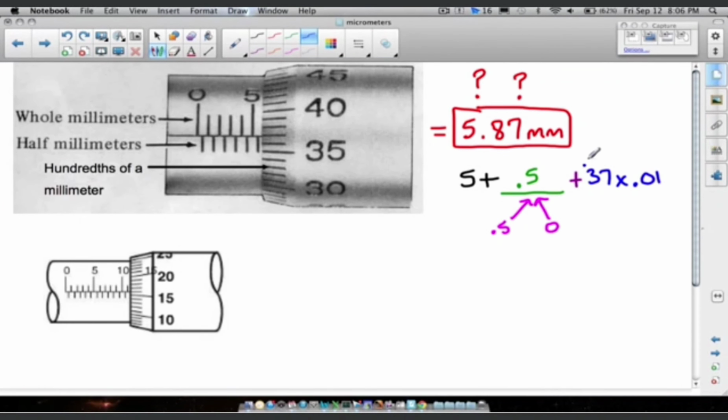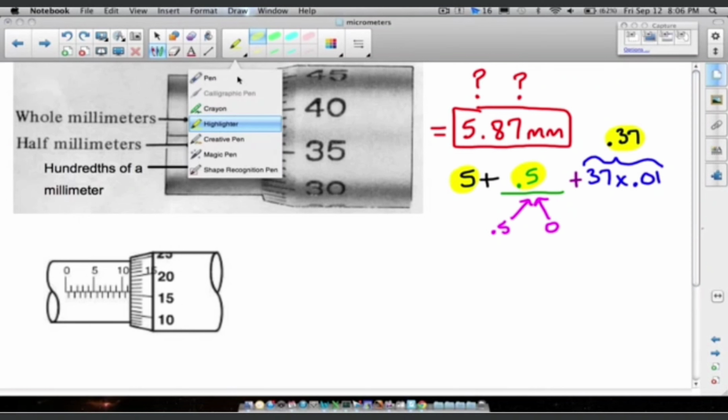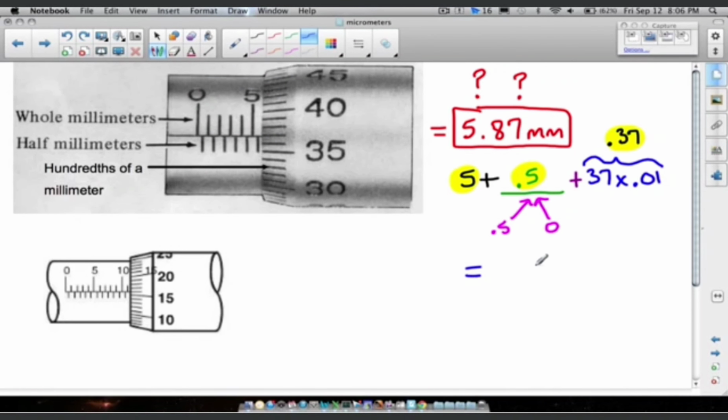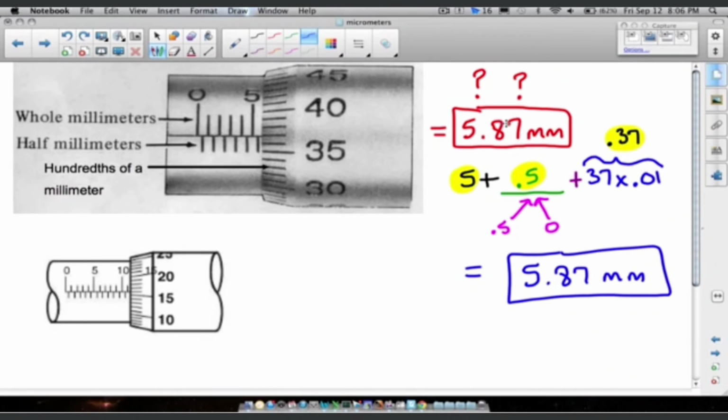Now, the more you do these, the more you'll probably realize that whatever this number is, in this case 37, we just put a decimal and write 37, because if you take 37 times 0.01, you get 0.37. And you want to add these 3 numbers up, 5 plus 0.5 plus 0.37, and what you'll end up with is 5.87 millimeters. And there's your answer. Notice it matches that right there.